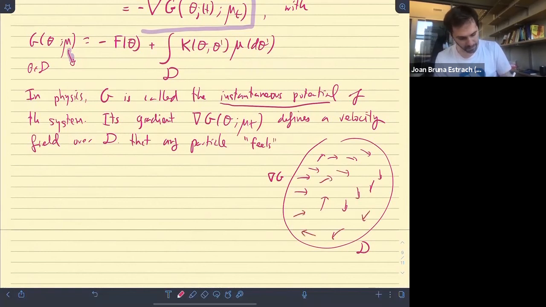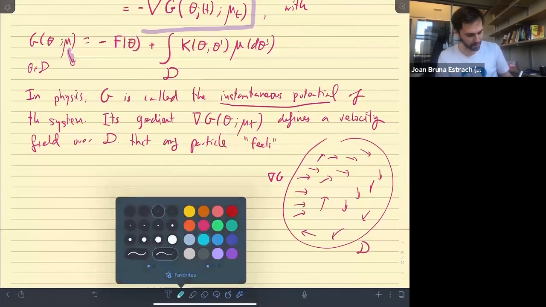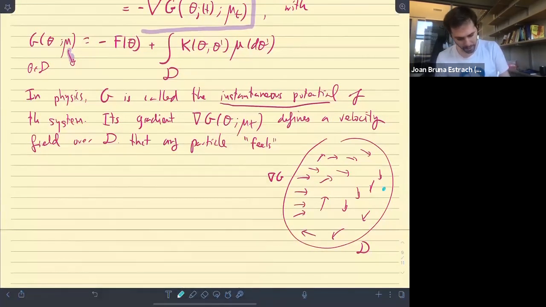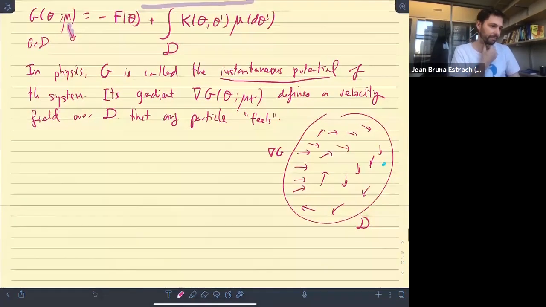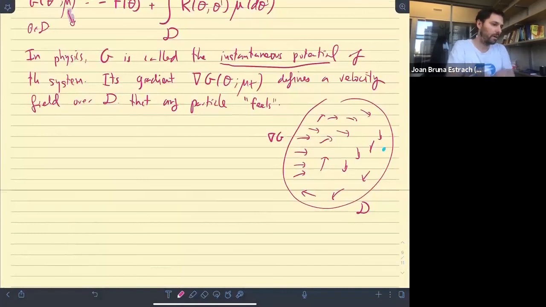And what is the effect of this vector field? If now you put a neuron anywhere, boom, it's going to start moving according to this velocity field. Okay? All right. So now let's see if we can make sense of all this.